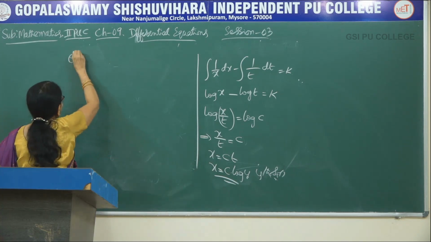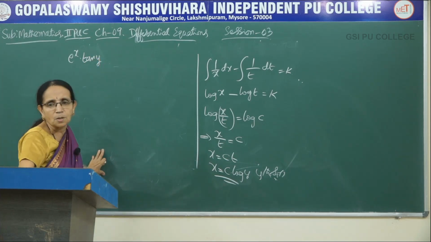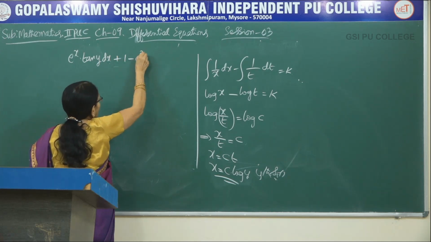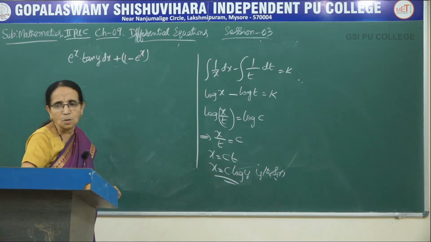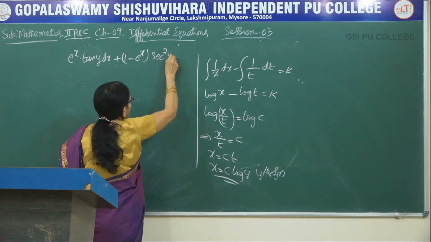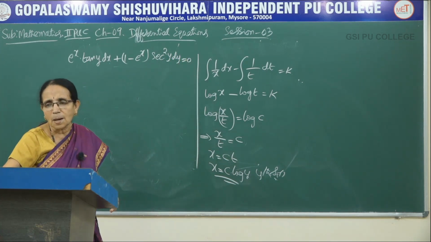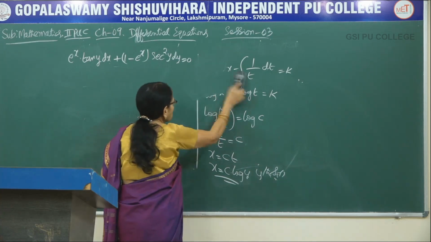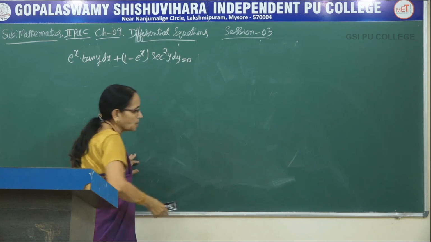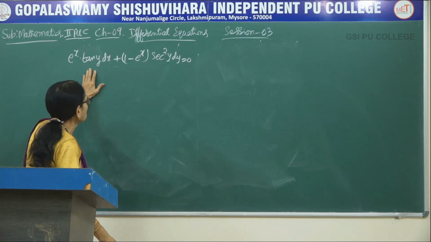The next problem is e to the power x into tan y into dx plus 1 minus e to the power x into secant square y into dy equals 0. Now again look at this one. We are having two different types of functions. Of course, both the terms are involving the x term as well as the y term.